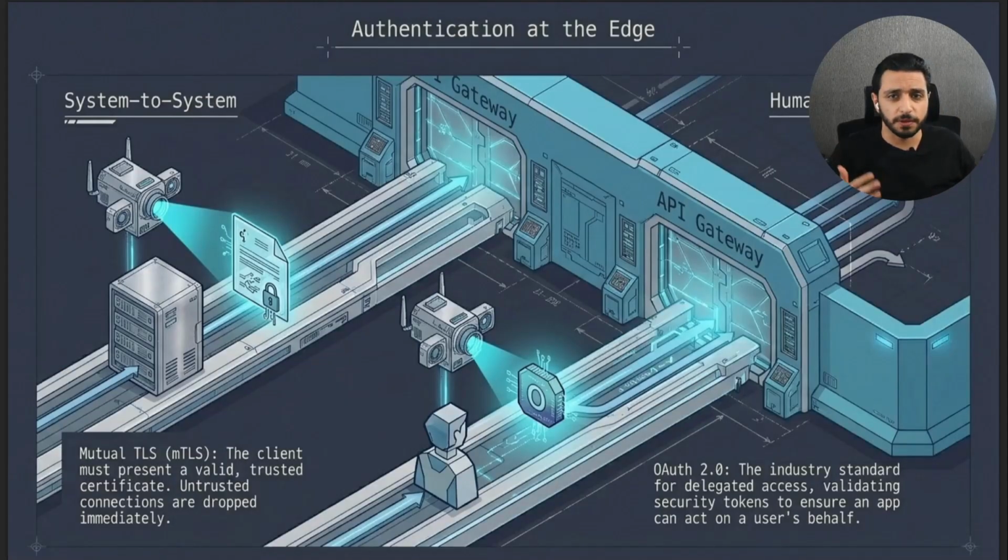When a request hits the gateway, the first step is to identify the caller, and we have two ways here. First one is mutual TLS, or mTLS, and the next way is OAuth version 2. This is the standard for delegated access. The gateway validates security tokens to ensure the application has the right to act on the user's behalf. And we will talk about these concepts deeply in our next videos.